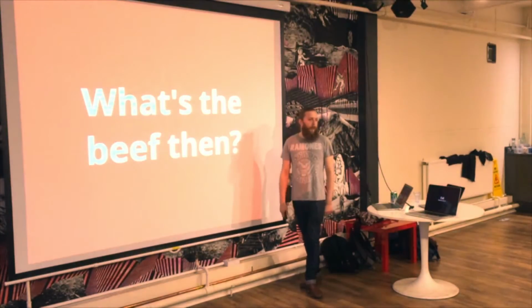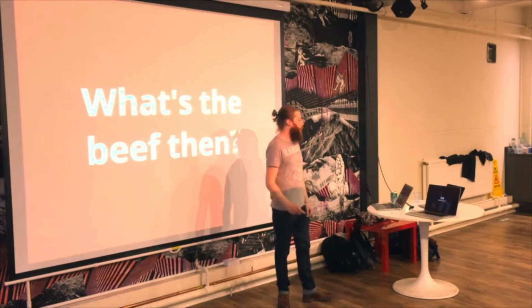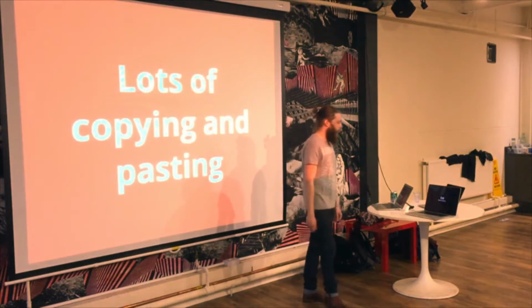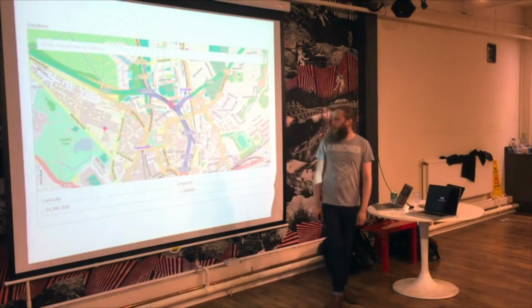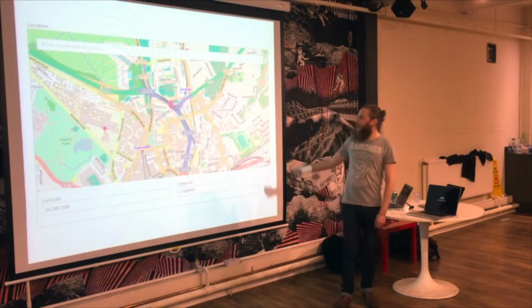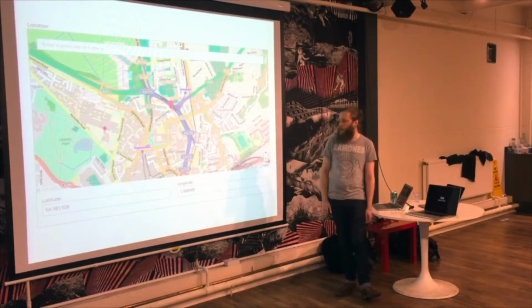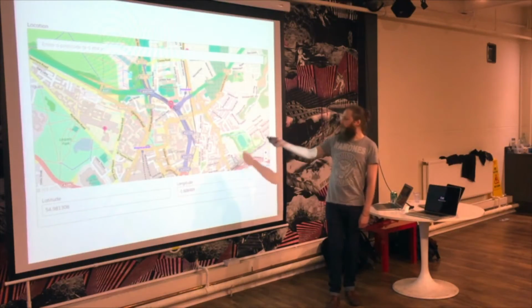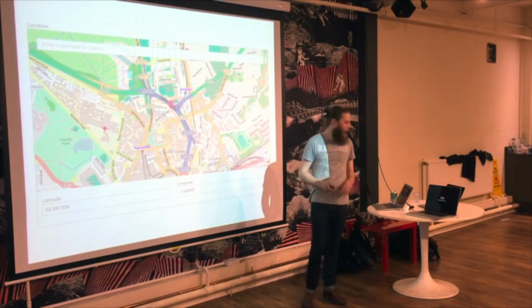So what's the problem with pattern libraries? They're awesome, but everything has its downsides. One big downside is there's lots of copying and pasting. This is an element that we had on an old app I was working on. It's a fairly straightforward map element. You can search at the top, you can put in long and lat, you can scrub around the map. And I put this into a pattern library.